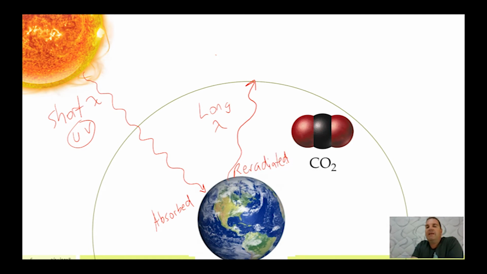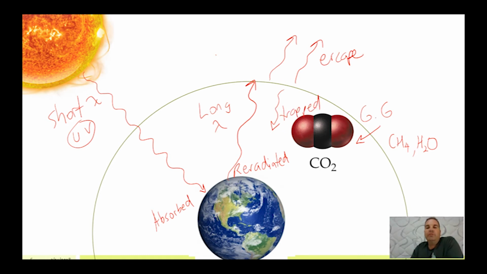And when it gets to this layer of greenhouse gases over here, such as carbon dioxide, other ones are methane, and another one is water vapor, they're the natural ones. Some of it gets trapped by the greenhouse gases and some of it escapes into space. So we've got some of it escaping into space and the rest of it is trapped and reflected back towards the earth.